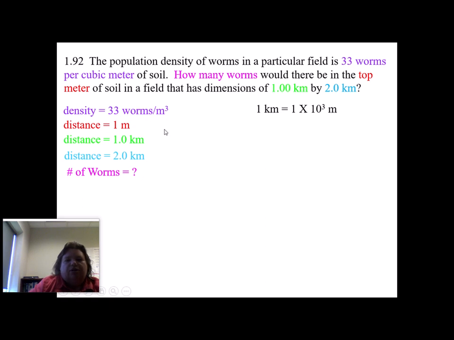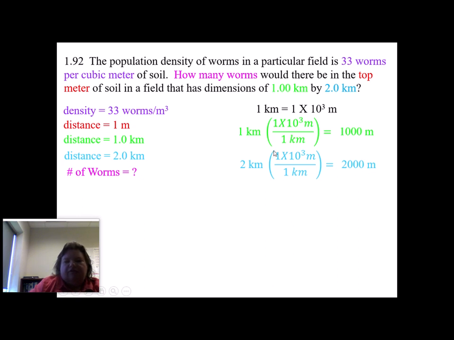This one's in meters, this one's in kilometers, and that one's in kilometers, and I need it in meters. So I'm going to first change my 2 kilometers to meters. So I have 1 kilometer times 1 times 10 to the 3 meters gives me 1,000 meters. I have 2 kilometers times 10 to the 3 meters, I get 2,000 meters.